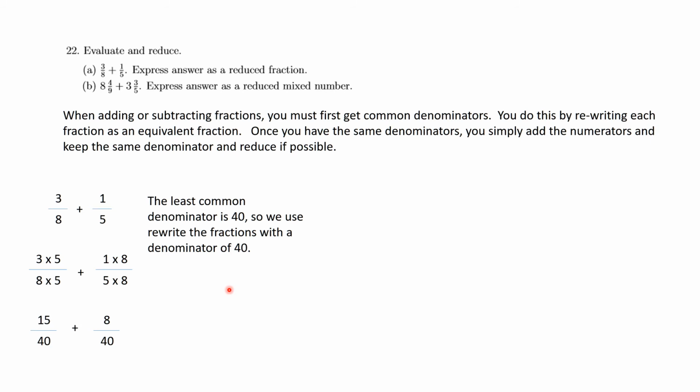Okay, so after I do these multiplications, now I have a common denominator. So I can add the numerators, keep the same denominator. So I get 23 over 40. I would reduce this if I could, but I can't. So that's our solution.